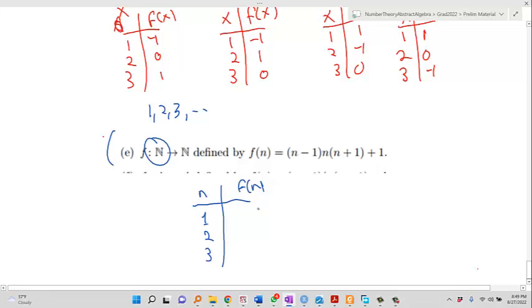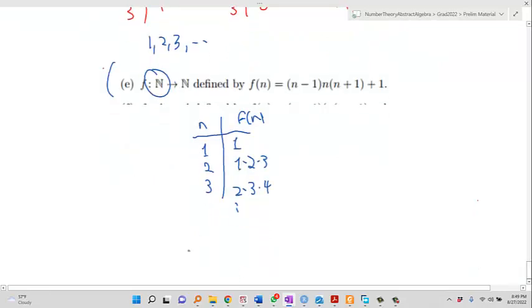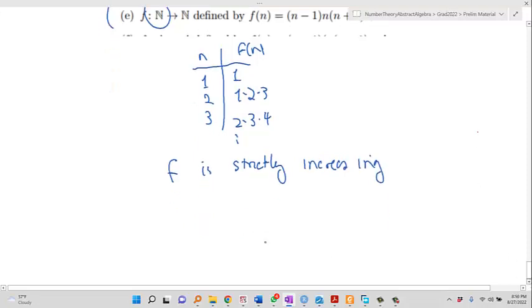Let's see what the results are. If I put 1 in here, this gives me 0, so this gives me 1. If I put 2 in here, I'm going to get 1 times 2 times 3. Here I'm going to get 2 times 3 times 4, etc. Now, one thing to notice is that f is strictly increasing. So that means that if I have two numbers, n and m, if n is greater than m, that means f of n is greater than f of m.